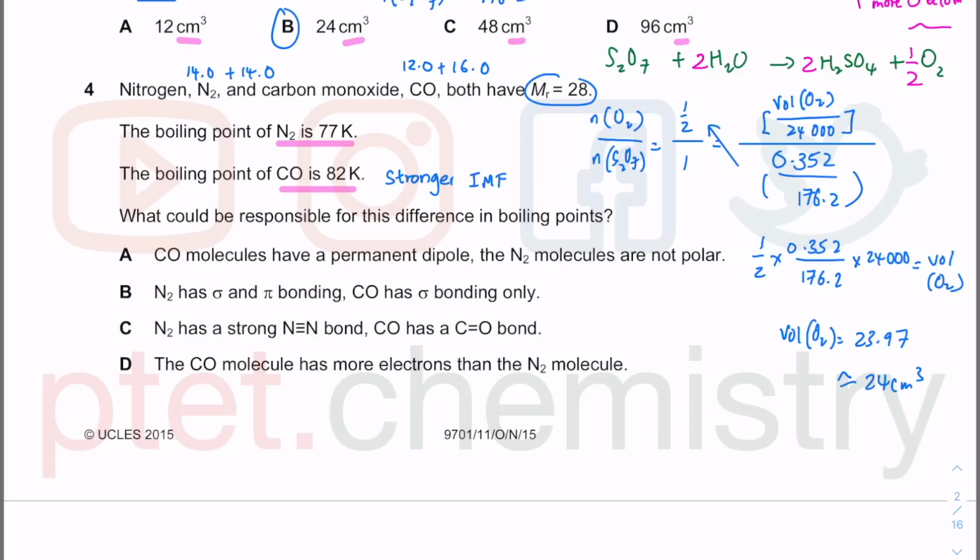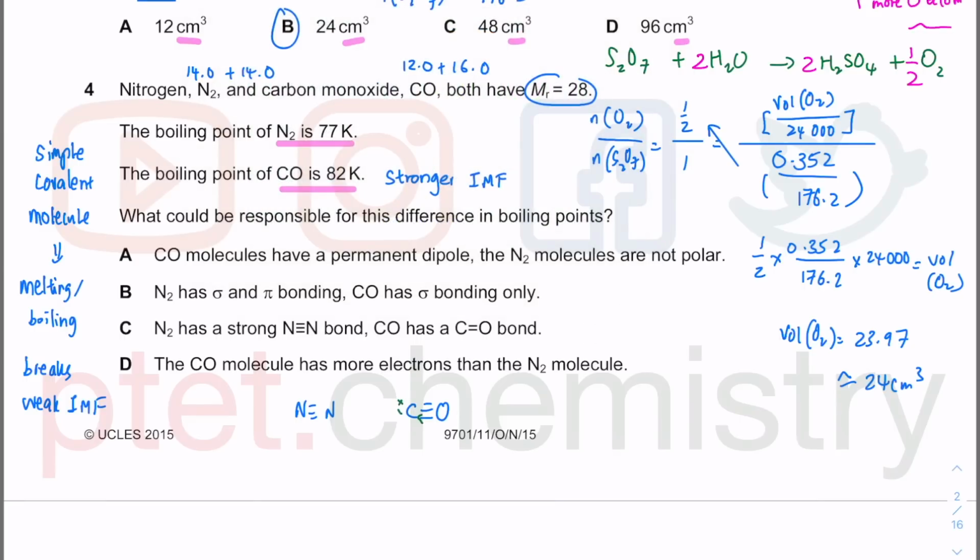Well, if we think about this, both of them are simple covalent molecules. And when you have simple covalent molecules, that means you have simple covalent structure. When you do melting or boiling, you are never going to break the covalent bond. Instead, what you break is the weak intermolecular forces between the molecules. When you have N triple bond N and CO triple bond, in fact, one of these is a dative covalent bond from the oxygen to the carbon, so that you still have a lone pair on the carbon and you still have a lone pair on the oxygen.